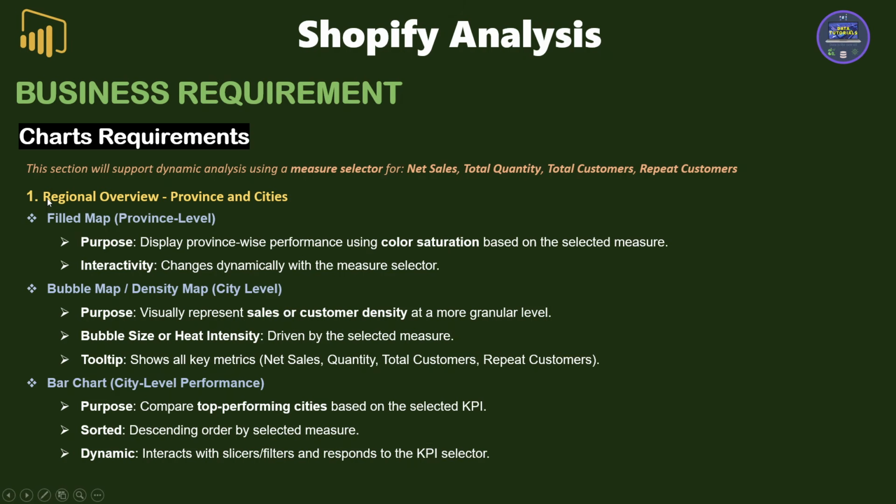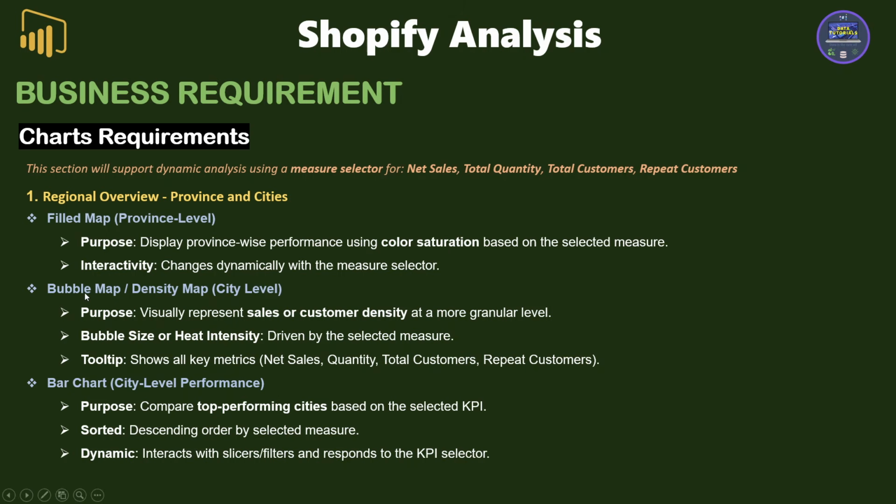The first section of charts is the regional overview. That is based on the geography, that is nothing but the province and cities we have in the data. First, as I told you in the overview, we will create a field map at province level. The purpose of this map is to display province-wise performance using color saturation. Based on color, we will be able to identify the best performing province or state based on the measure you are selecting, and it should change dynamically with whatever measure we select.